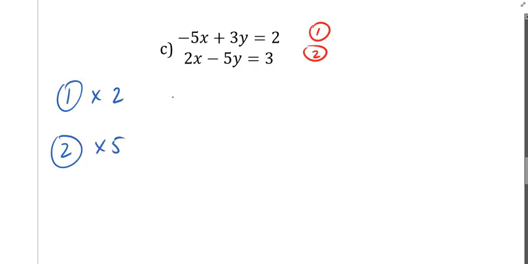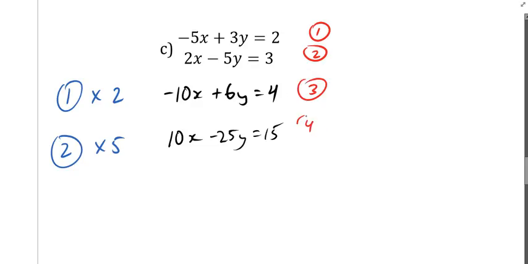Okay, so let's try it. 1 times 2, so this is negative 10x. 3y times 2 is 6y. And don't forget to multiply the other side of the equation. A lot of times people forget this. 4. 2x times 5 is 10x, so we line those up. We got those right. That's what we were trying to do. Negative 5 times 5 is negative 25y, and 3 times 5 is equals 15. There's equation 3. There's equation 4.